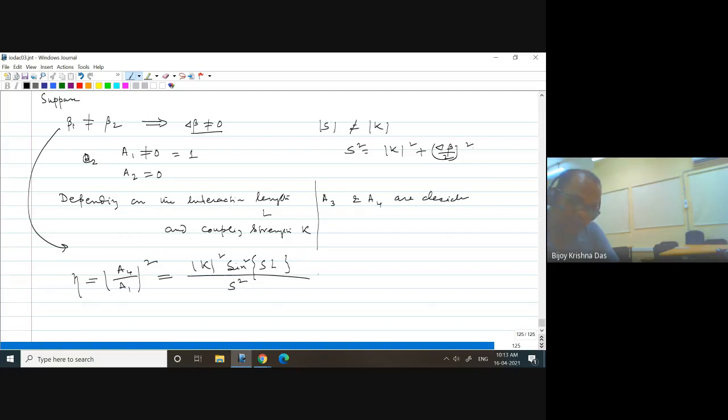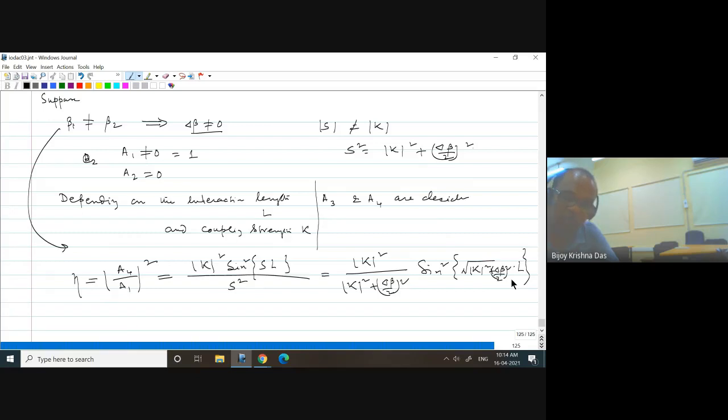Okay, so this you can represent as kappa square divided by S square, meaning kappa square plus delta beta by 2 square, and sine square SL. Here S means the square root of this, times L. Okay, so this is your eta.